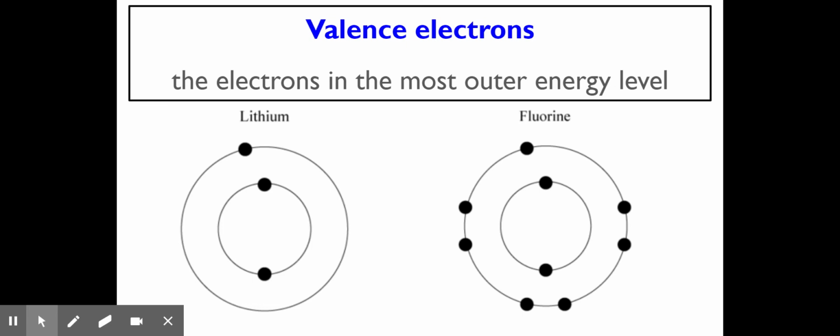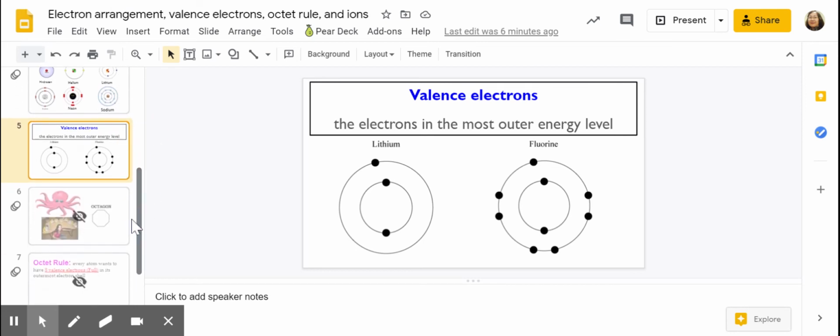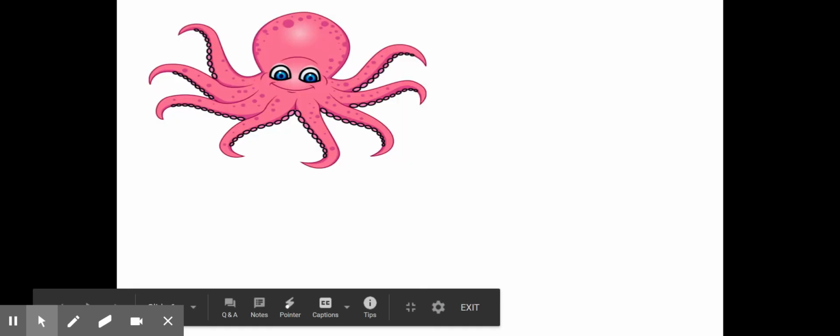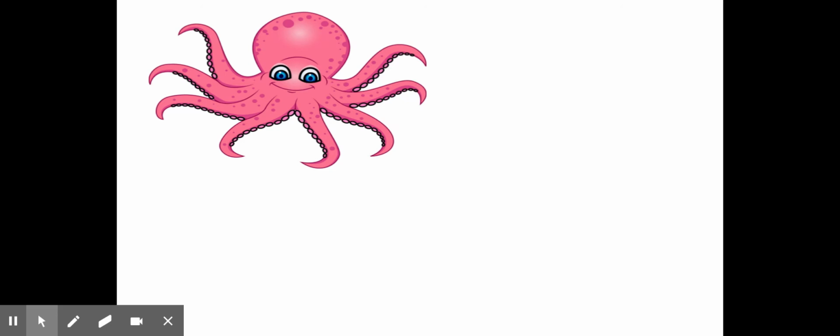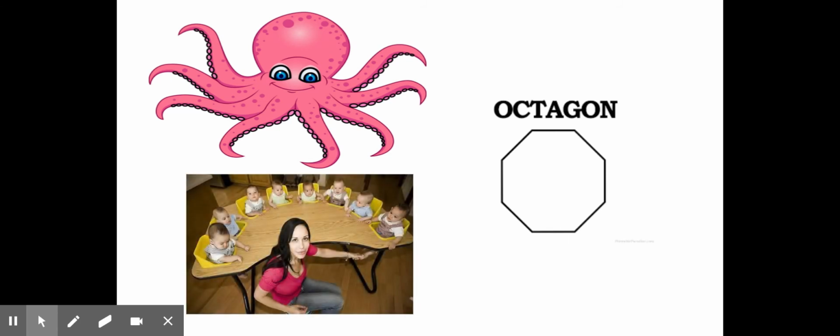And then, next slide, we're going to go through a rule in chemistry. First of all, this is an octopus. It has 8 legs. We call it the octopus. This is the octagon, which has 8 sides, and this mom has 8 kids at the same time. Actually, that's true. That's a real story. She's being called an octomom.